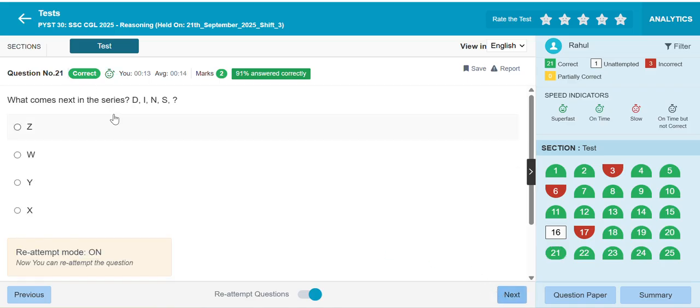So yes, here it is D, I, N. Between D and I there are four letters. Between I and N there are four letters. So eventually with S and other letters before, the four letters T U V W X will be the answer for this.